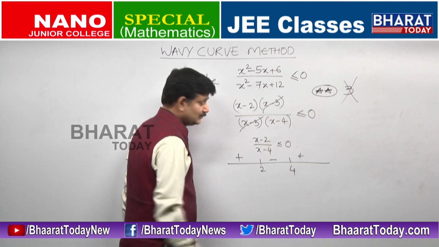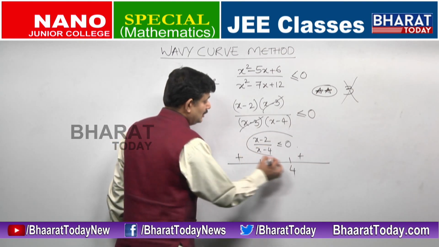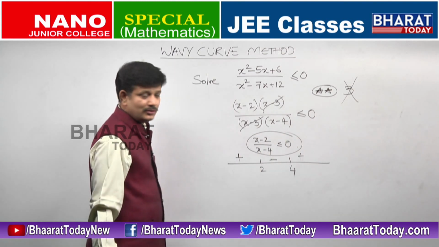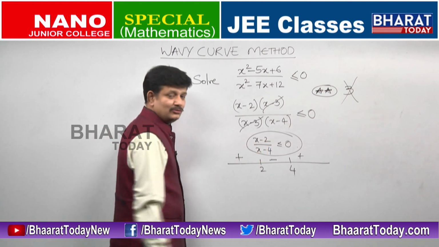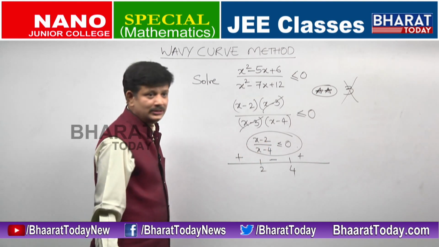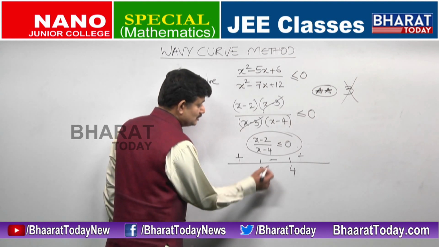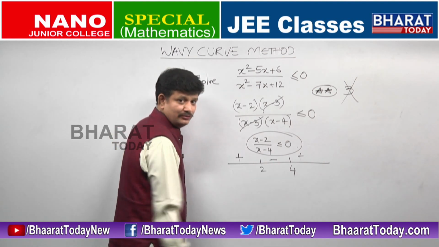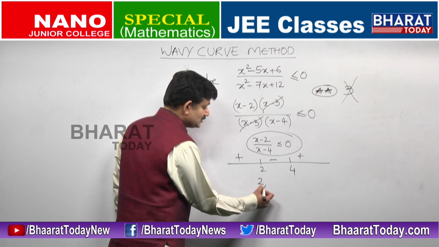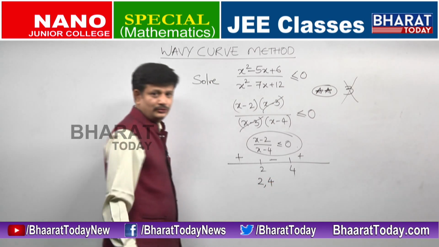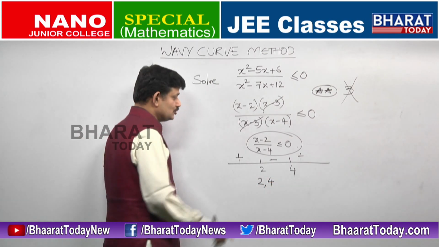It's a wavy curve. So what do you want this to be? (x minus 2)/(x minus 4), you want it to be less than or equal to 0. So where is it negative? Between 2 and 4 it is negative. So what will be your answer? 2 to 4. Open or closed?